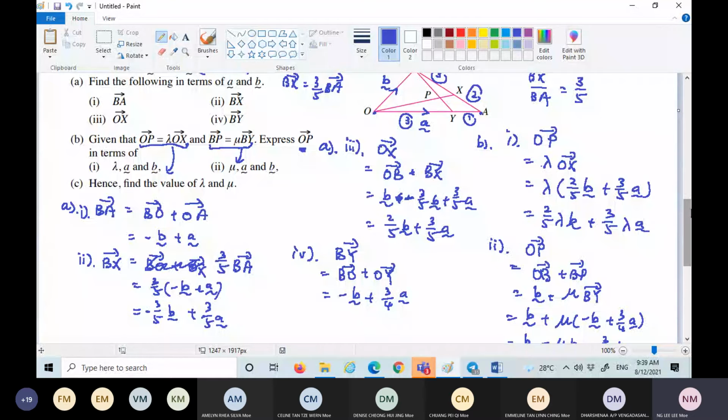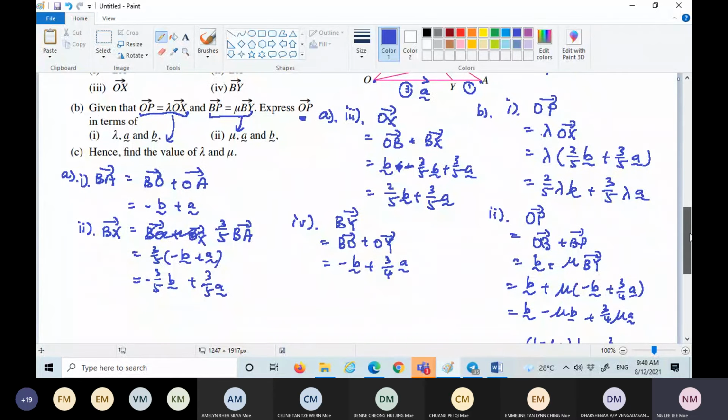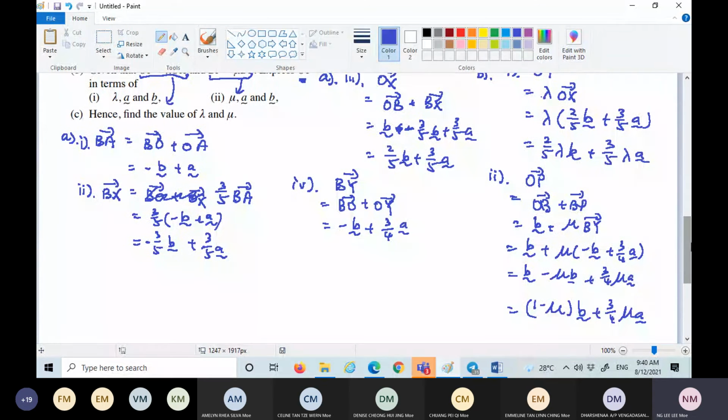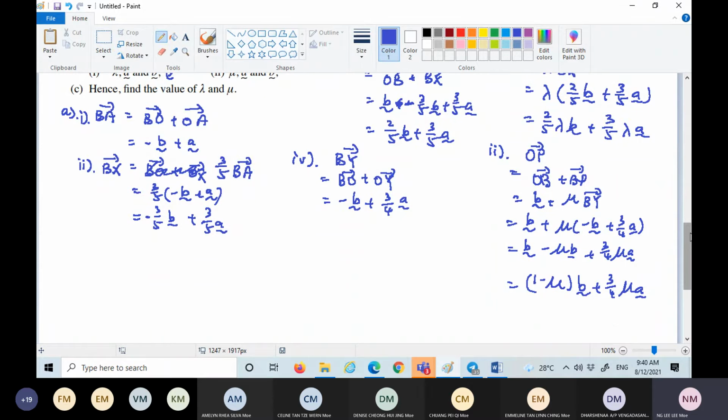Always this part is very easy, coming from part B, because the OP you express in 2 different ways. Because this is OP and this is OP, therefore you can compare them. Remember when doing comparison, the coefficient for A with the A and the coefficient for B with the B. Therefore, you have 2 variables here, lambda and mu. Then you have 2 equations, so you are able to solve it. So we start with it. This is part C, so I write out.